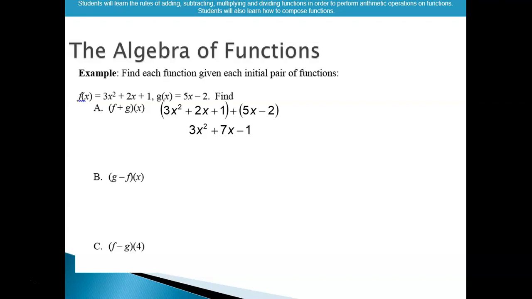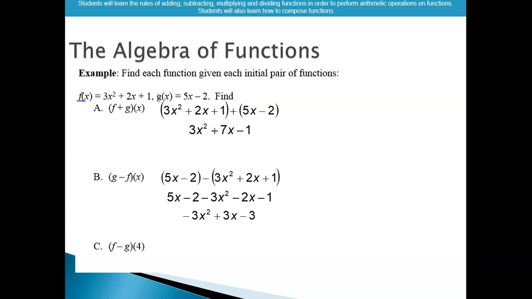Boom. Next we're subtracting, so this time instead of f minus g, we're doing g minus f. So we're going to do 5x minus 2 minus the quantity of 3x squared plus 2x plus 1. So when we distribute the negative, that's going to change all the signs in the second set of parentheses. So we have a negative 3x squared, a negative 2x, and a negative 1. And now we combine like terms. So we can see that the 3x squared, again, is the only squared term. We can see that the 2x is negative, and 5x, that's going to give us a positive 3x. And negative 2 and negative 1 gives us a negative 3.